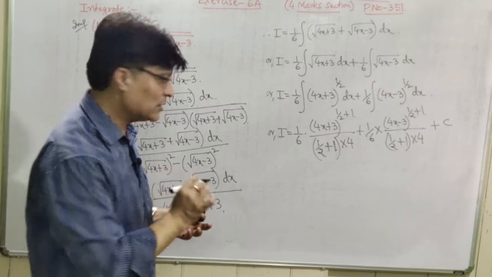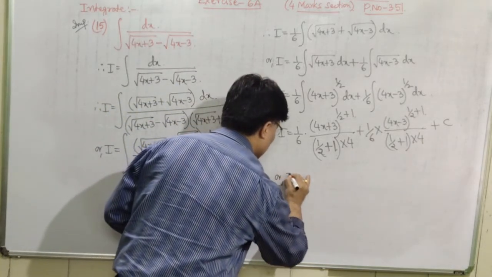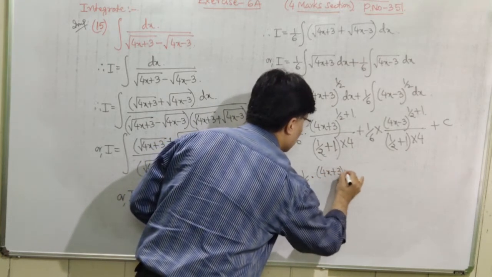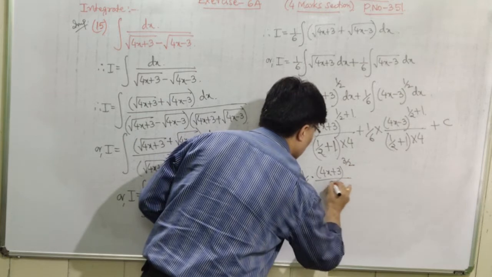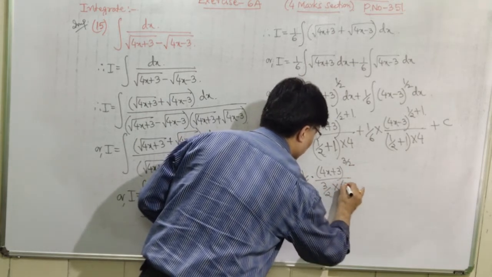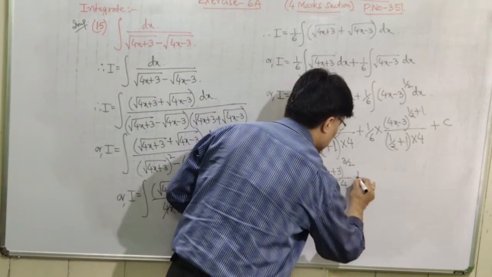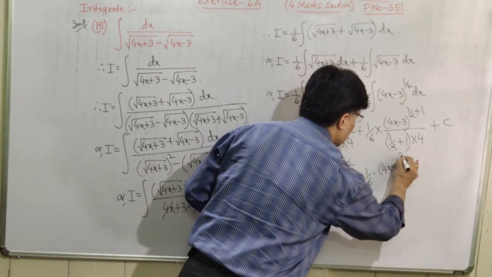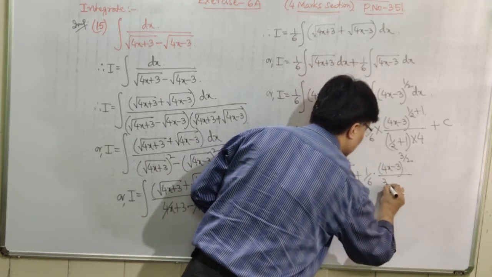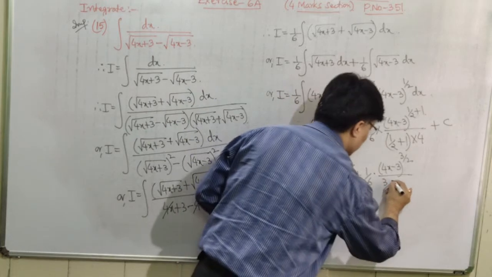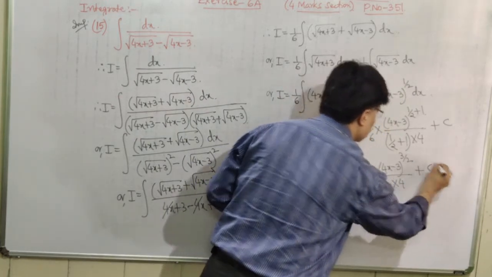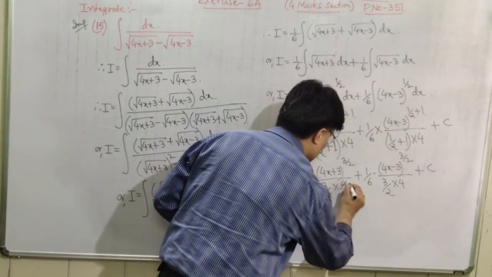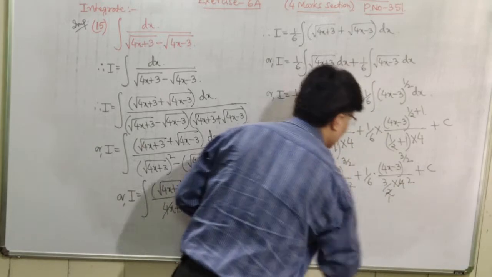So I think you have understood it. So let us simplify it. Or I is equal to 1 by 6 into 4x plus 3 whole to the power 3 by 2 divided by 3 by 2 into 4, right? Plus 1 by 6 into 4x minus 3 whole to the power 3 by 2 divided by, half plus 1 is 3 by 2 into 4, and this is plus c. Understood now? So we can cancel it. 2 1s are 2, 2 2s are 4, 2 1s are 2, 2 2s are 4, right?